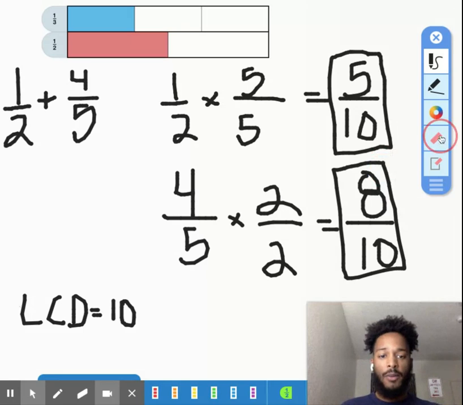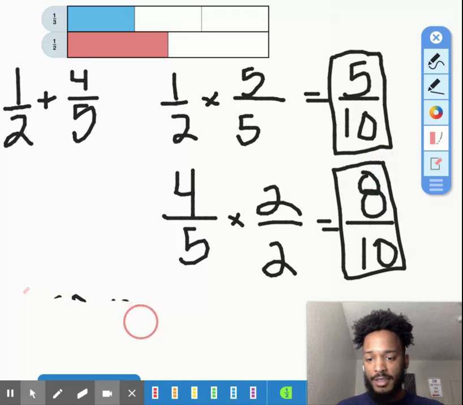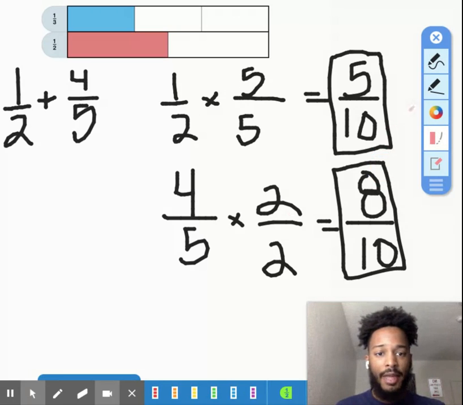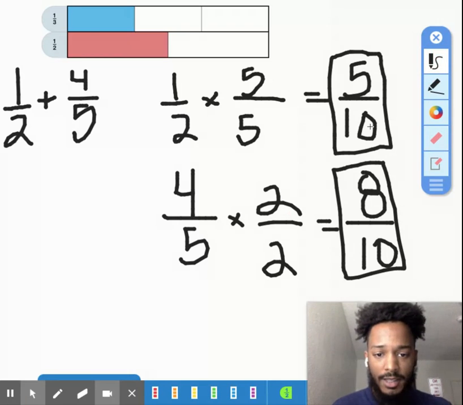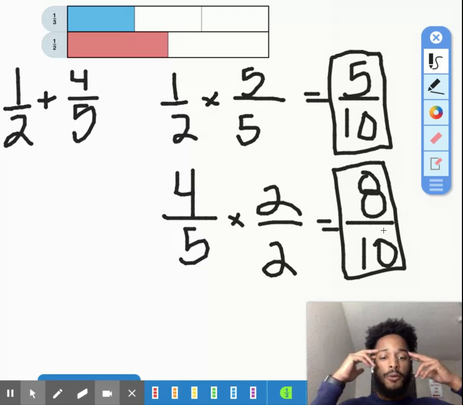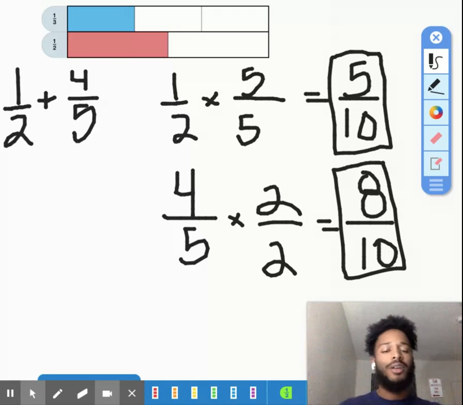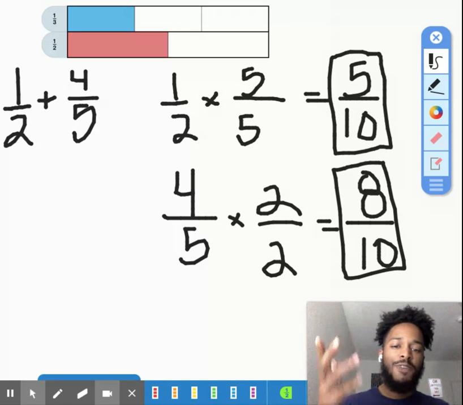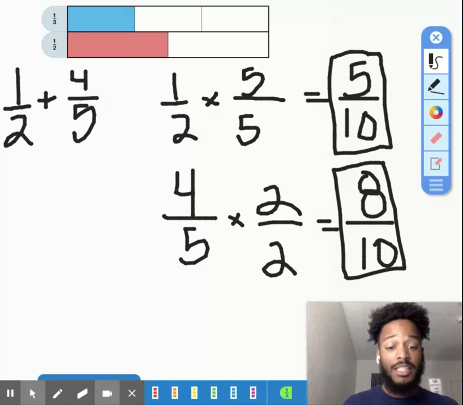So now that we've got our new equivalent fractions with like denominators, we can now add 5/10 plus 8/10 together. All right? We've got 5/10 plus 8/10. And some of you are already saying in your head, Mr. Spencer, I already know the answer to that. Hold on. Your teacher's going to ask now, what is 5/10 plus 8/10? It should be the same answer that we got yesterday.